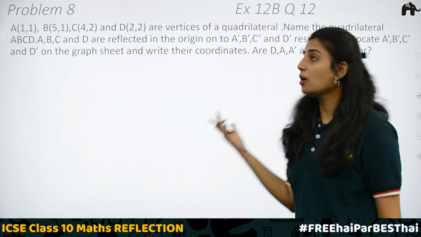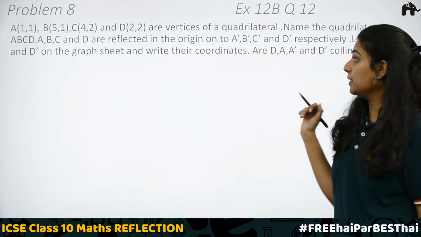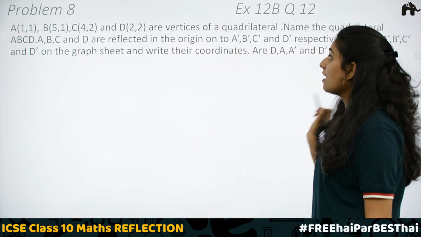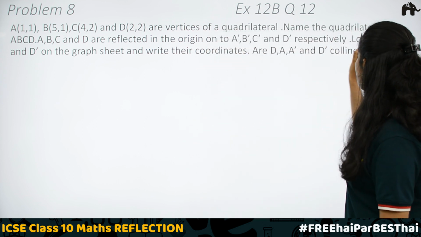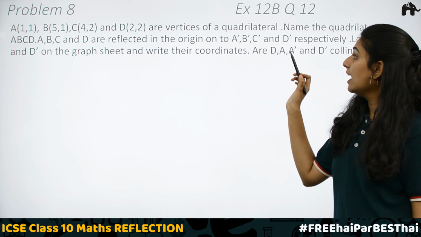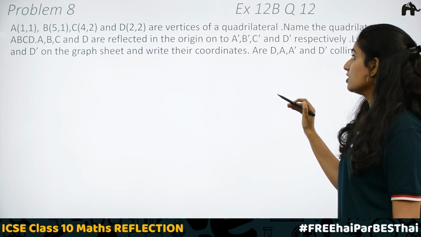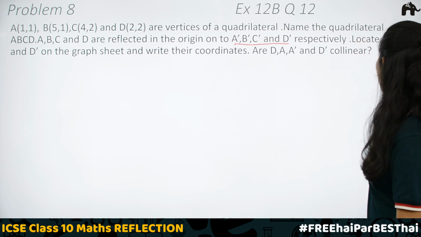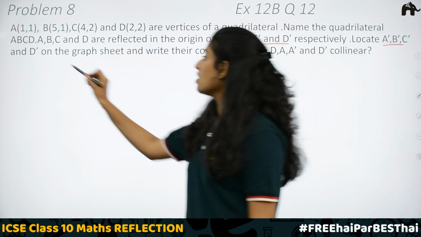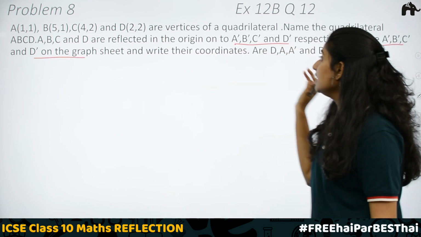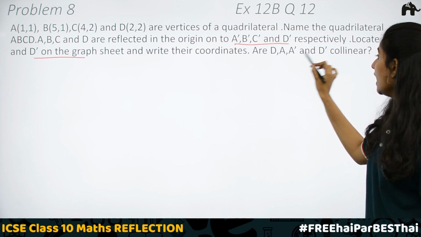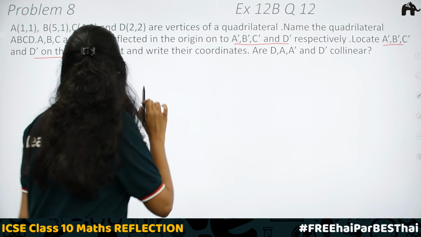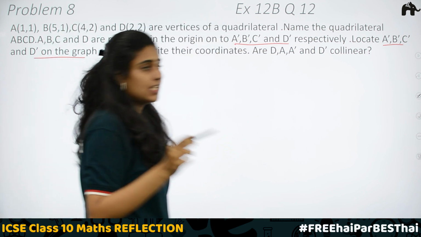Clear? Next problem 8, question 12 of exercise 12b. A(1,1), B(5,1), C(4,2) and D(2,2) are vertices of a quadrilateral. Name the quadrilateral ABCD. A, B, C and D are reflected in the origin to A dash, B dash, C dash and D dash respectively. Locate A dash, B dash, C dash and D dash on the graph sheet and write their coordinates. Are D, A dash and D dash collinear?